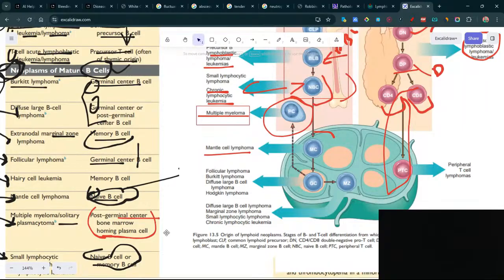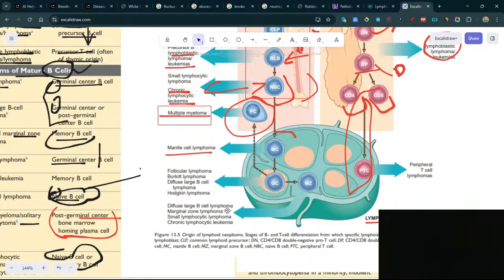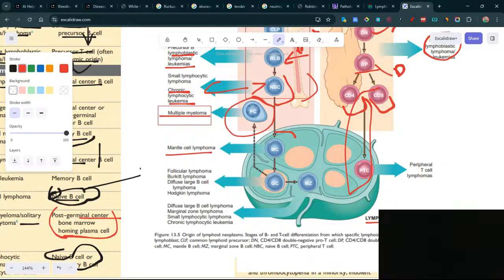I believe it is homing plasma cell. It's on the lymph. And GC is germinal center. So it's in a germinal center. MZ is marginal zone. So this is the lymph node, by the way. And as you can see, this is germinal center. This is germinal center. This one is germinal center.